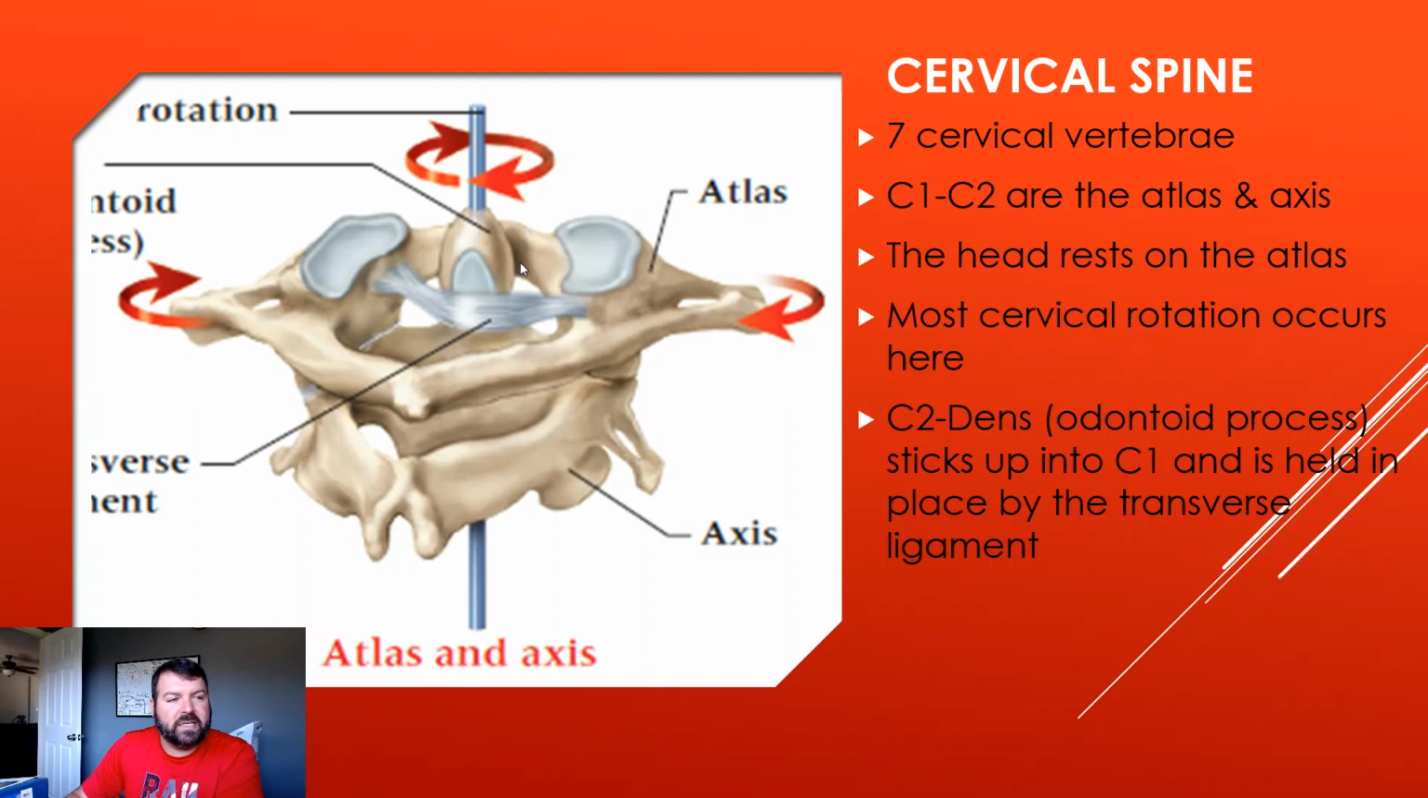What are crazy things about this? Another thing about the transverse ligament is that individuals with Down syndrome usually have a weakened transverse ligament. That's the rationale for why individuals with Down syndrome can't do contact sports, because they're more prone to severing that ligament right there. But a lot of rotation happens here. Just know that. You can really isolate your C1 and C2 movement.